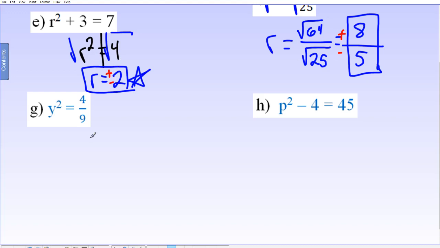So for the next two problems, letters G and H, if you could please try them on your own, pause the video, and then when you're ready to continue, or if you get stuck and you need a little help, hit play, and we'll go through them together.